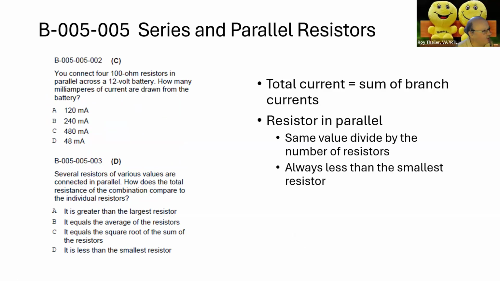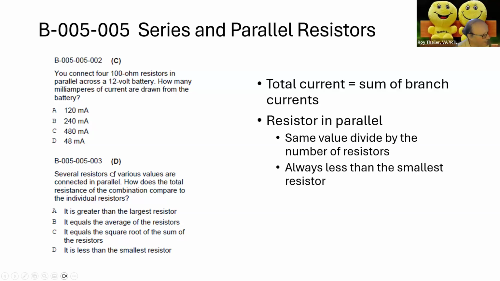If you connect 400 ohm resistors in parallel across a 12-volt battery, how many milliamps of current are drawn from the battery? So in this case, you have to calculate the total resistance. So this is 4 resistors, so 100 divided by 4 would be 25 ohms. And then you've got a 12-volt battery. But here, that will give you the answer in amps. So then you would have to convert it into milliamps. So C would be the correct answer, which would be 480 milliamps.